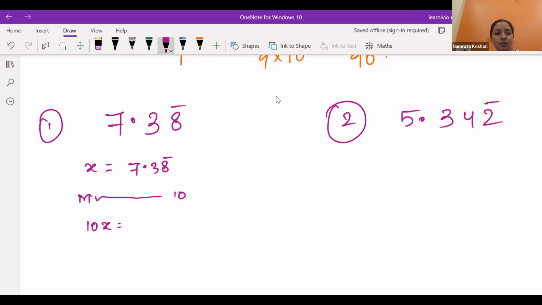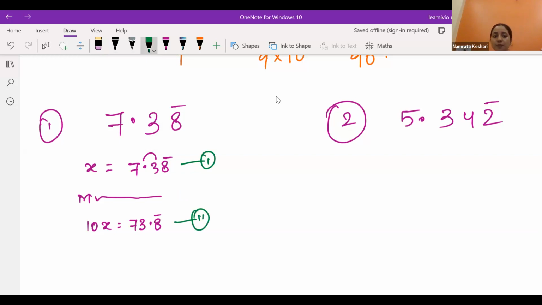Please don't get confused. If you are having confusion whether something is correct or not, you can tell me and I'll write it over here, or you can take a snap and send it to our team, and they will forward it to me. Okay. So if we multiply it by 10, the decimal will shift one place. That means we will have 73.8 bar. Now we have to do subtraction between the two equations. Okay, let's do the subtraction.